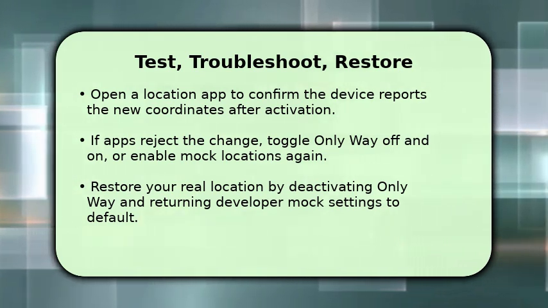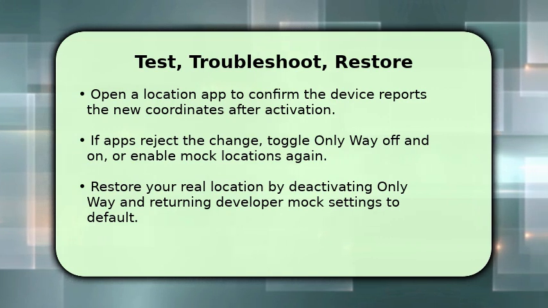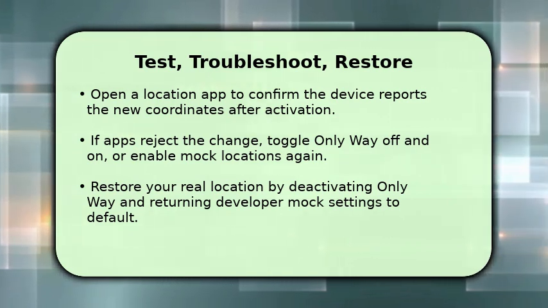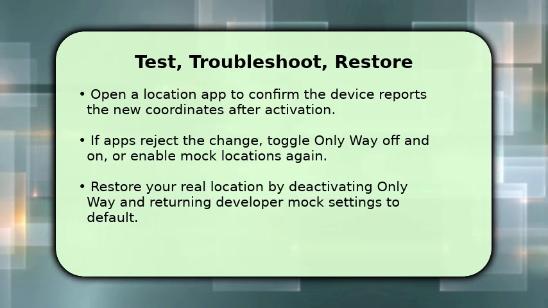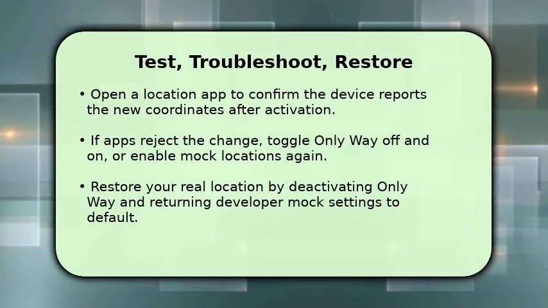Some apps detect fakes with anti-spoofing. Try adjusting accuracy radius or use a realistic movement route to reduce detection risk. When you are finished, deactivate Only Way and restore developer mock settings to default to return to your real location.